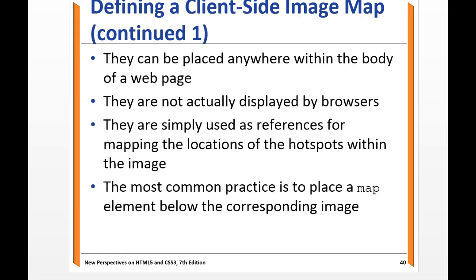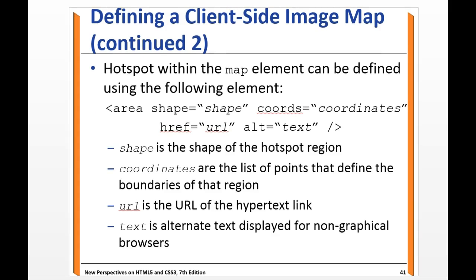They can be placed anywhere within the body of the web page, and they are not actually displayed by the browser. They are simply used as a reference for mapping the location of the hotspot within that image. The most common practice is to put a map element below the corresponding image. That's the best practice basically if you want to use the image map.